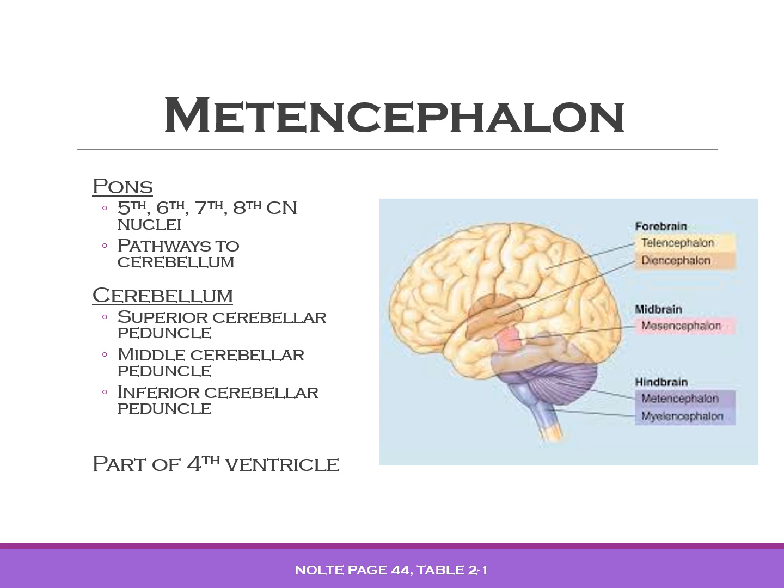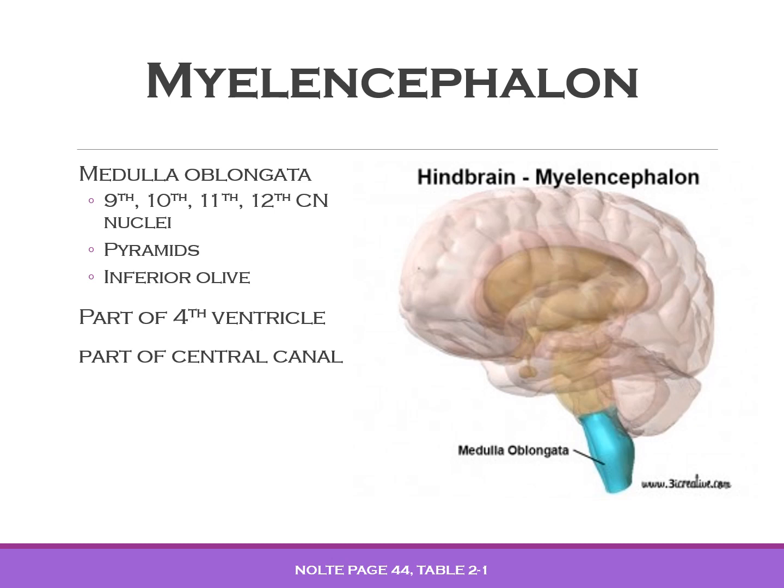And then another part of the metencephalon is part of the fourth ventricle. Part of that fourth ventricle is going to also be in the myelencephalon. Okay, so part of the fourth ventricle, part of the central canal. You can see cranial nerves 12, 11, 10, and 9, and their nuclei. And then in the medulla, we have the olives and the pyramids. Okay, so olives and pyramids, just structures of the medulla, and we'll get into that.